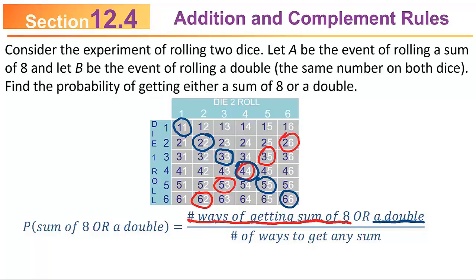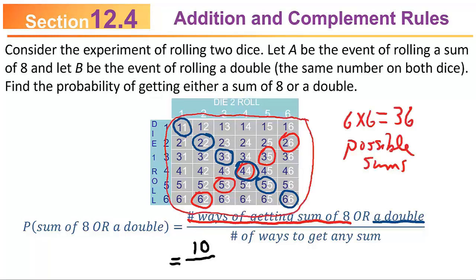If you want to count all those possibilities, notice there's an overlap of 4-4. So when you're counting, you don't want to count that 4-4 twice. If you count them, you get 1, 2, 3, 4, 5, 6, 7, 8, 9, 10. Don't count that 4-4 twice. So that gives you 10 over the number of ways to get any sum. Well, as we've learned from doing these type problems multiple times, there are 36 possibilities. So the answer is 10 over 36, and if you want to reduce it, you get 5/18.